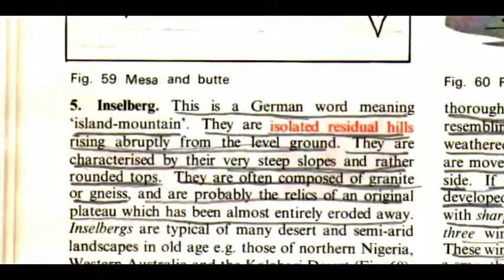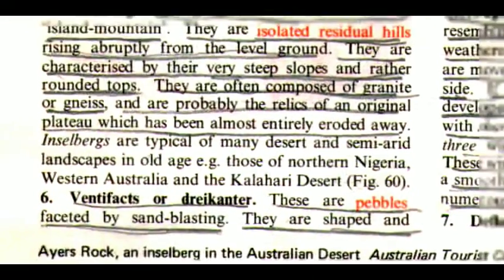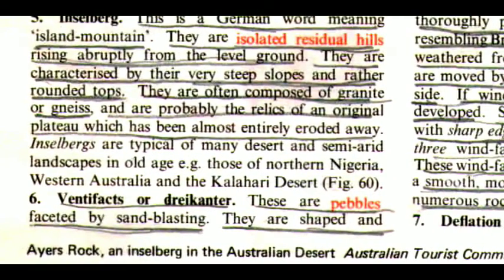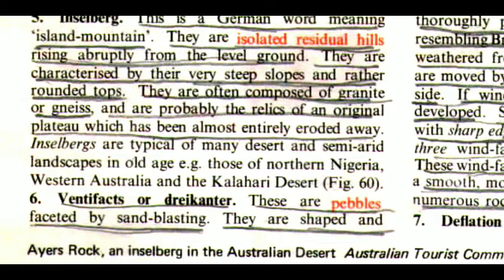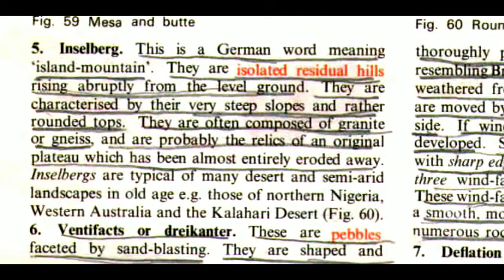The fifth one is inselberg. It is a German word meaning island mountain. They are isolated residual hills rising abruptly from the level ground. They are characterized by their very steep slopes and rather rounded tops. They are often composed of granite or gneiss and are probably the relics of an original plateau which has been almost entirely eroded away. Inselbergs are typical of many desert and semi-arid landscapes in old days, for example those of northern Nigeria, western Australia and the Kalahari Desert.